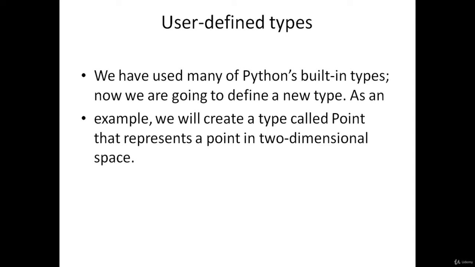A user-defined type is also called a class. A class definition looks like this: class Point(object), with a docstring, represents a point in 2D space. This header indicates that the new class is a Point, which is a kind of object, which is a built-in type.